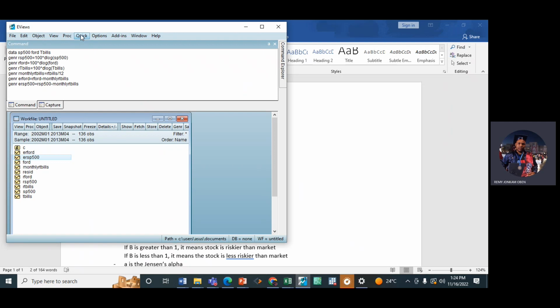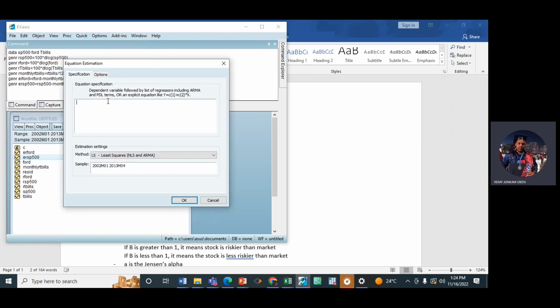You click Quick, and then you find Estimate Equation, and that's all. I don't need to type LS and so on. This is the LS here, it is already here. So the only thing I do is put my variables: dependent variable, constant, independent variable, and press OK. It's quick.